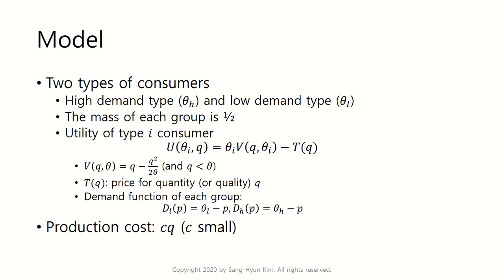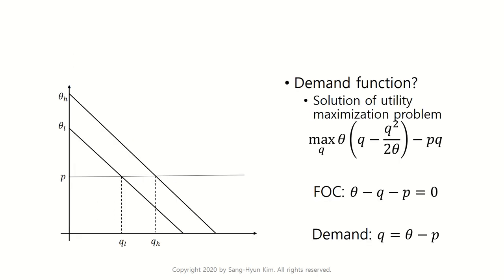If we assume that there is a constant unit price P, this T can be written as P times Q, right? That's what I wrote here. The theta times Q term is the gross utility of consuming this good, and P times Q is the total payment that this consumer must make. And you maximize this utility function by choosing the right Q.